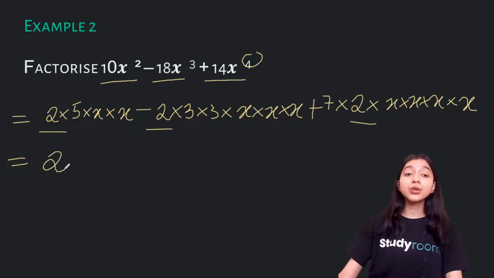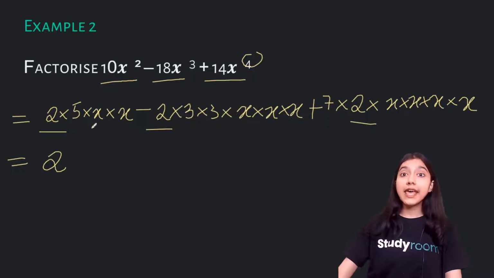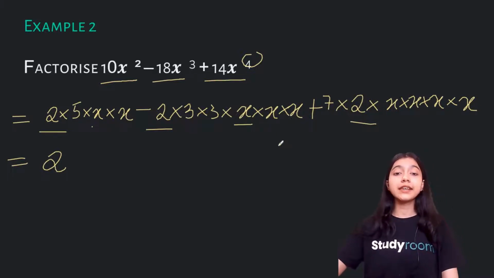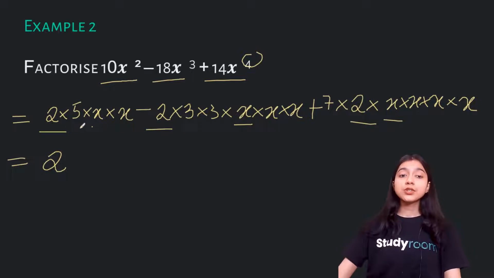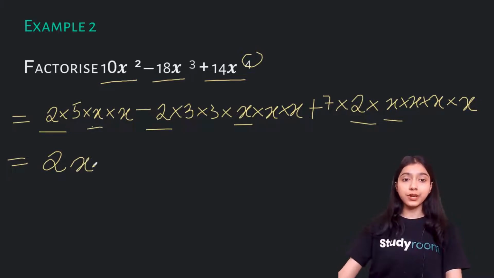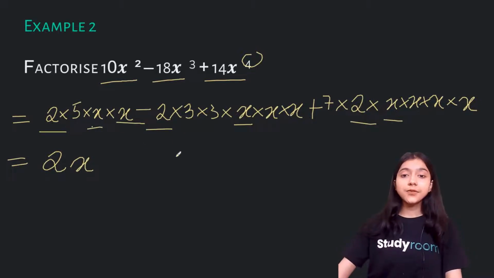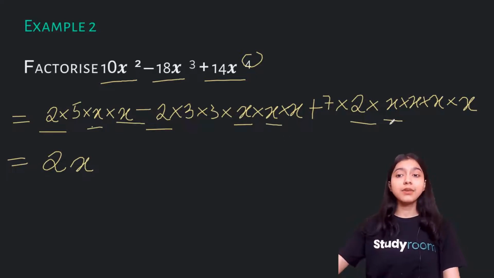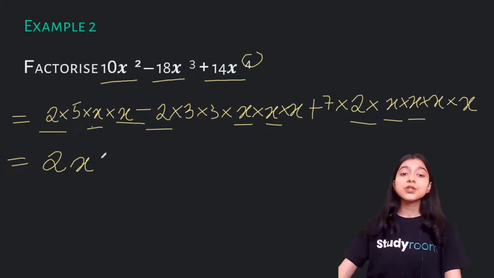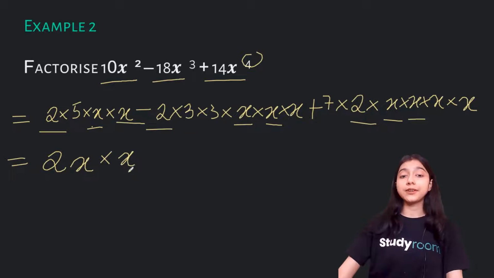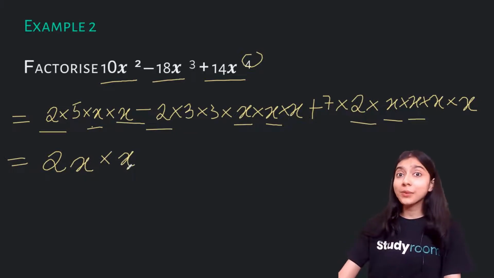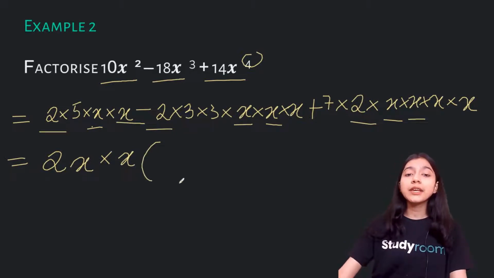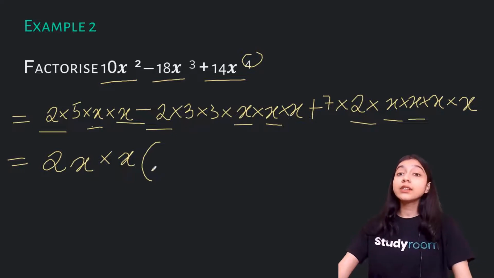So we'll be taking 2 outside, and then we have x in the first term, x in the second term, x in the third term. So we'll be taking x outside as well. Now we have x in the first term, x in the second term, and x in the third term as well. So we'll be taking another x outside. Now we don't have any other common factors left. So what we'll do, we'll make a bracket and then write all the leftover factors.